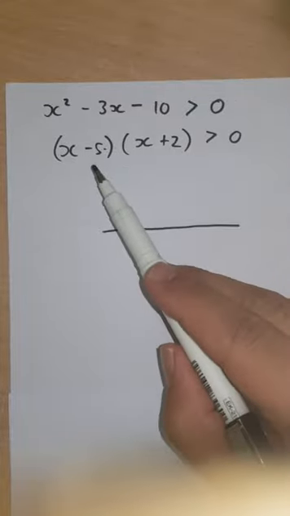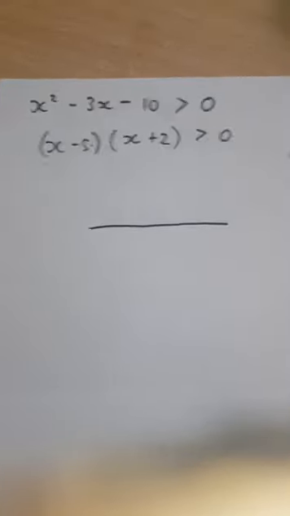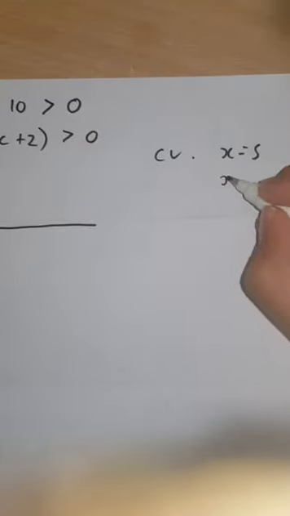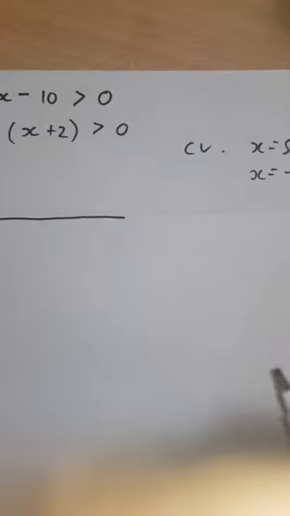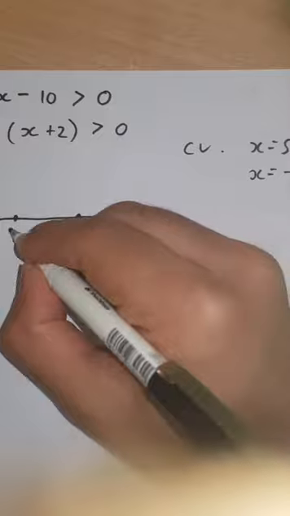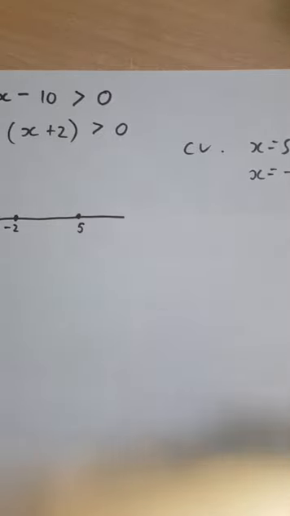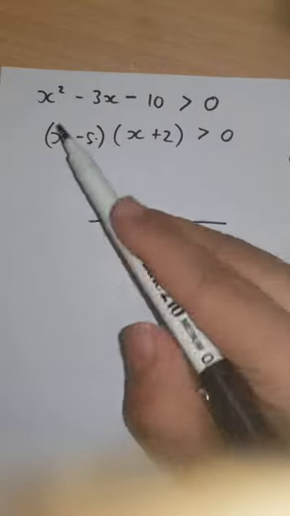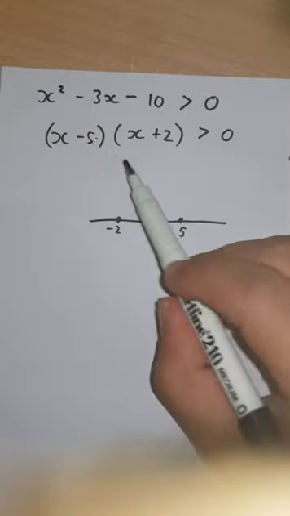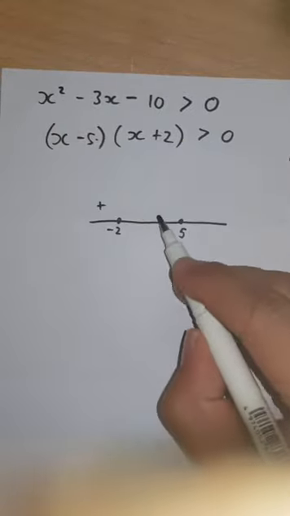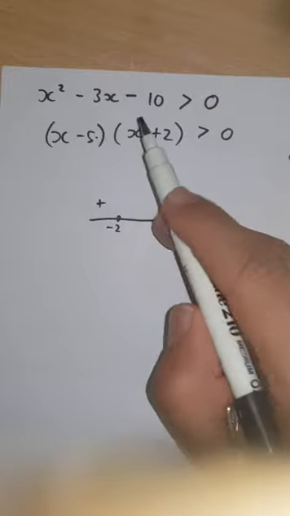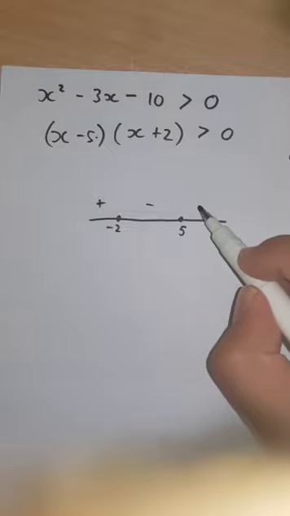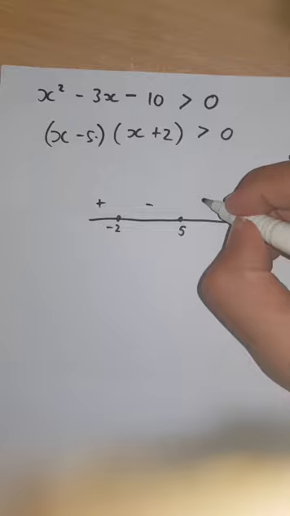I know that my one critical value is x is equal to 5, and my second one is x is equal to minus 2. So on my number line I have minus 2 and 5. Now I substitute something from this side. I'll say minus 3 into the equation, and that gives me a positive. Something from here, let's take 0: 0 squared minus 0 minus 10, it's a negative number. And on this side, if I use 6, 6 squared minus, it gives me a positive.